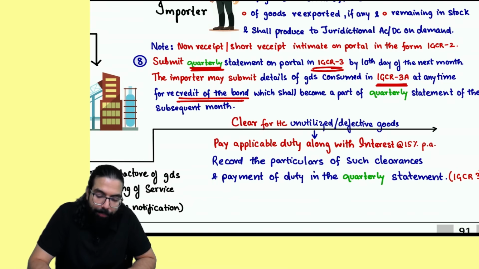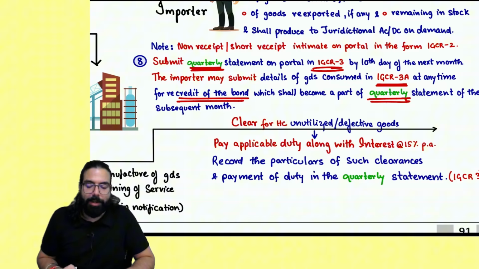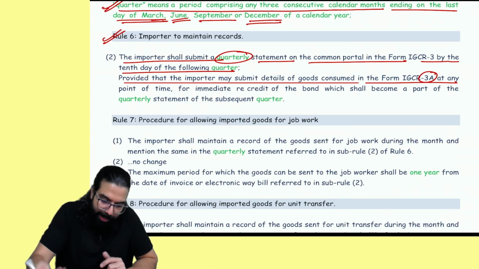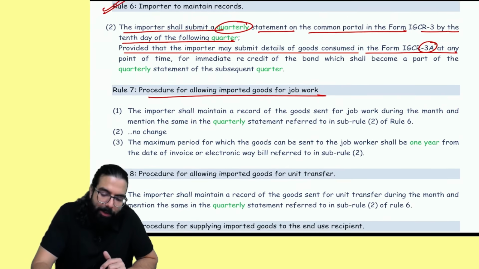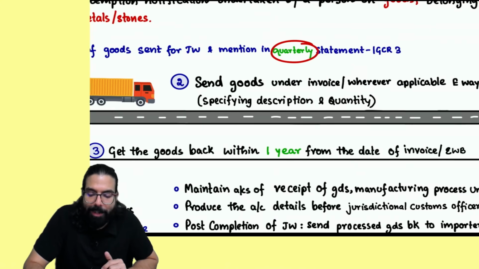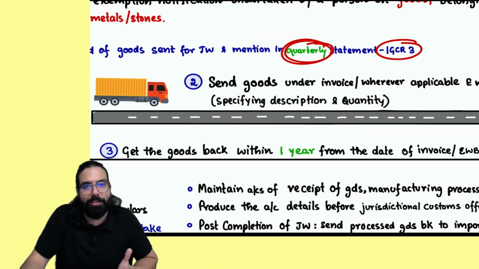So for that also, you have to go ahead, and it is telling it will become a part of the monthly statement. Earlier I told, now it is telling quarterly return details. That's all. Everywhere where monthly was there has been made quarterly. Next, see, job work. When you are sending the goods for job work, they used to say, please provide the details in the monthly statement, which is IGCR 3. Now it is quarterly statement.